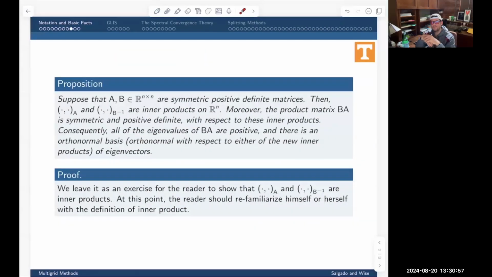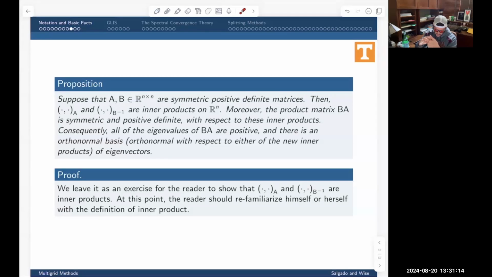So that's a little theorem or result that you proved in 571, our first numerical analysis course here at the University of Tennessee, or that you will have proven in whatever introductory numerical analysis course you've taken.